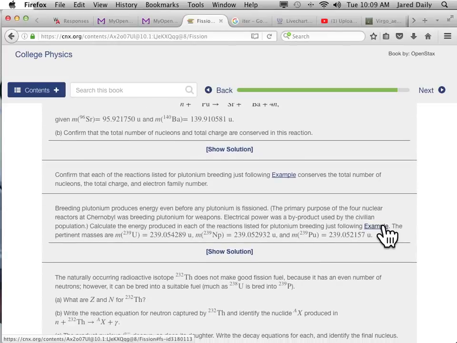All right, let's see. Do you still call it parent and daughter when you have fusion? I can't remember, probably. Okay.